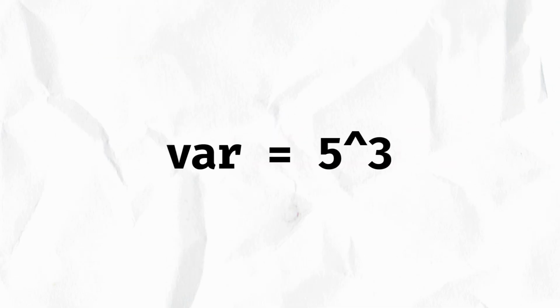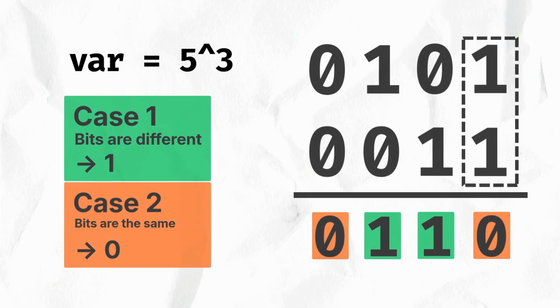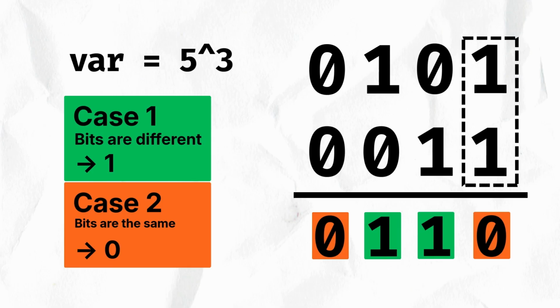The exclusive OR returns 1 when corresponding bits are different. So in the case of 5 exclusive OR 3, the binary of 5 is 0101, while the binary of 3 is 0011. The smallest corresponding bit pairs are 1 and 1. As they are the same, it is case 2. Thus, the resulting bit is 0.